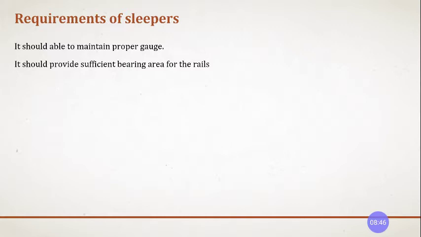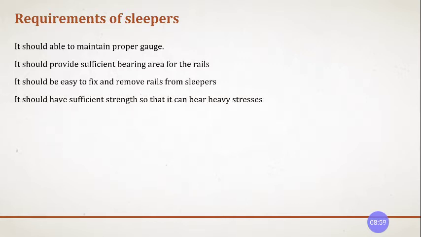Just go through it. To provide sufficient bearing area. Bearing area means the bottom area that is required to hold the rails in place. It should be easy to fix and remove the rails from the sleepers, as I said in the previous point. It should have sufficient strength to bear the heavy stresses. It should not happen that when the load is transferred from the rails to the sleepers and then to the ballast, it breaks down or fails there. Then there is no use of it, because it will not transfer the load, and there is a failure of the permanent track.